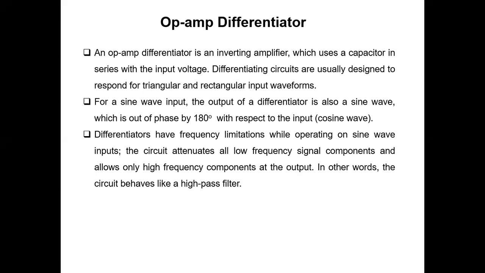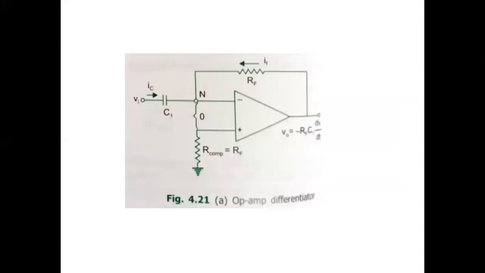For a sine wave input to the differentiator, the output is also a sine-shaped wave, a cosine wave, which is 180 degrees out of phase with respect to the input. Generally, differentiating a sine wave gives a cosine, but the cosine cannot come directly because we are using an inverting amplifier, so minus cosine will appear at the output. This is the basic op-amp differentiator. Here we give the capacitor at the input side, and in feedback we connect RF. So Vout is equal to minus RF C1 dV1 divided by dt.